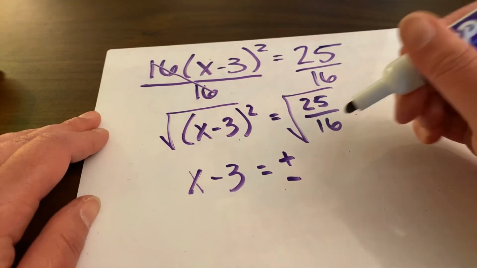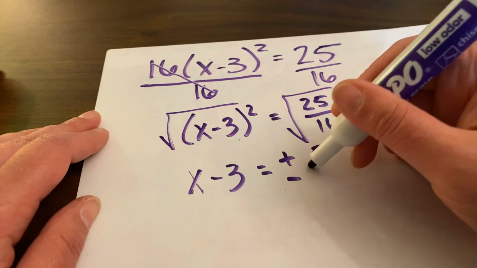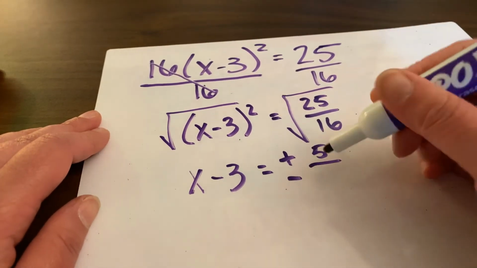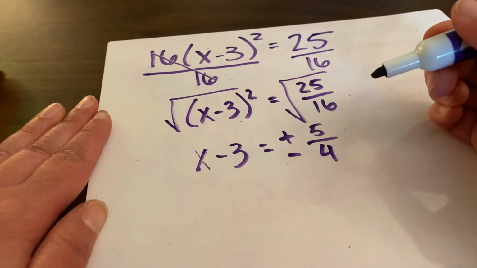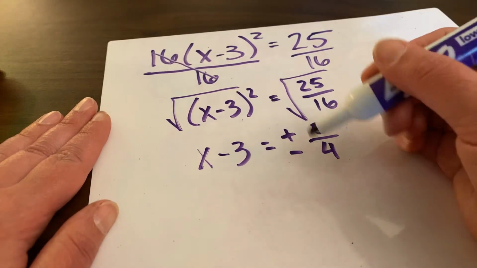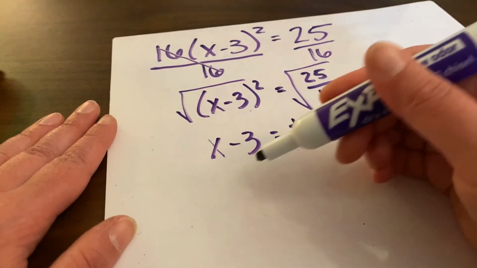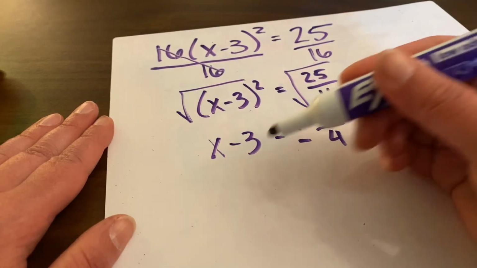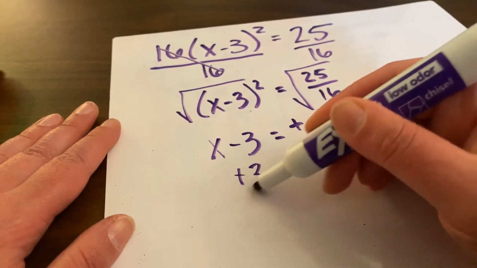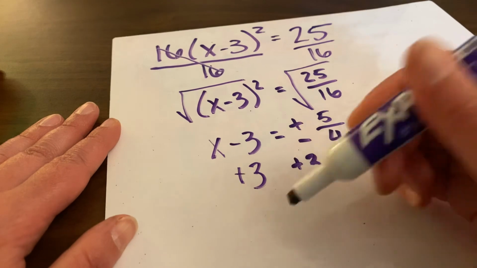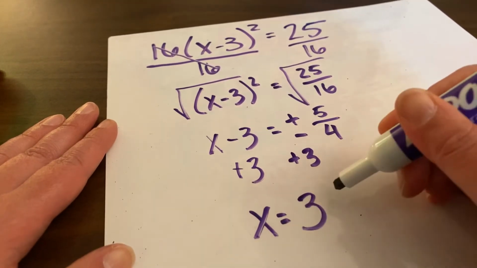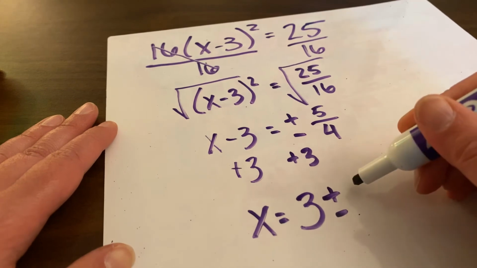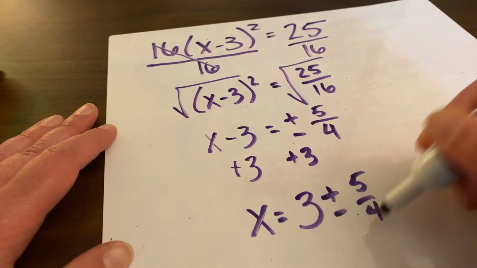What is the square root of 25? You're right, it is 5. And the square root of 16 is 4. So it's, yeah, plus or minus 5/4. And then we still need to solve for x, and so we will add 3 to both sides. So you'd have x equals 3 plus or minus 5/4.